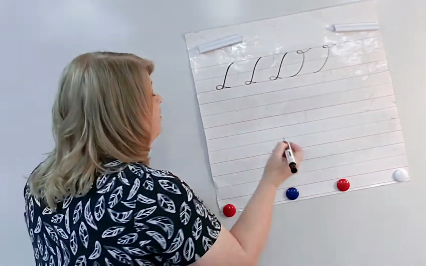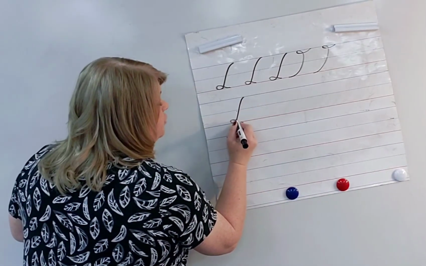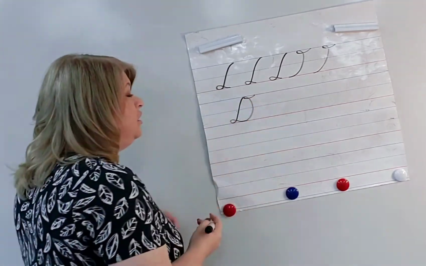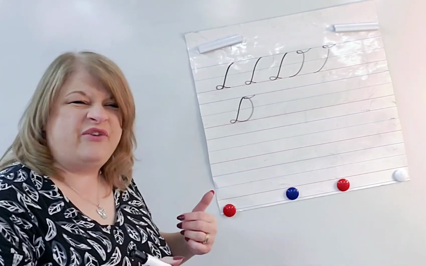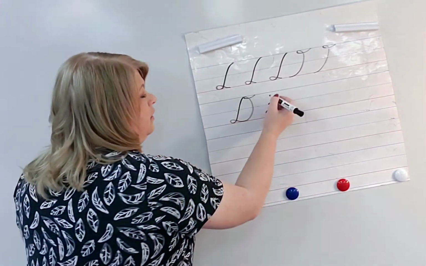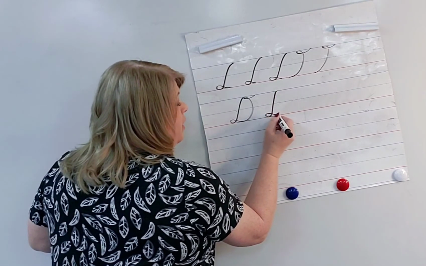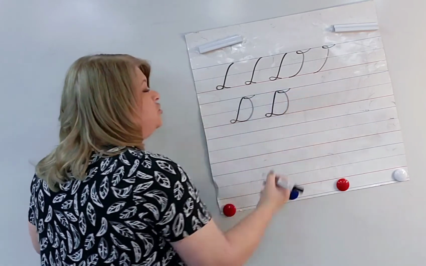Let's put them together. So we start at the top, down curve, left loop, under curve, loop, touch. And you have a capital D. Let's try it together. This one can be kind of tricky. We have a down curve, left loop, under curve, loop, touch.